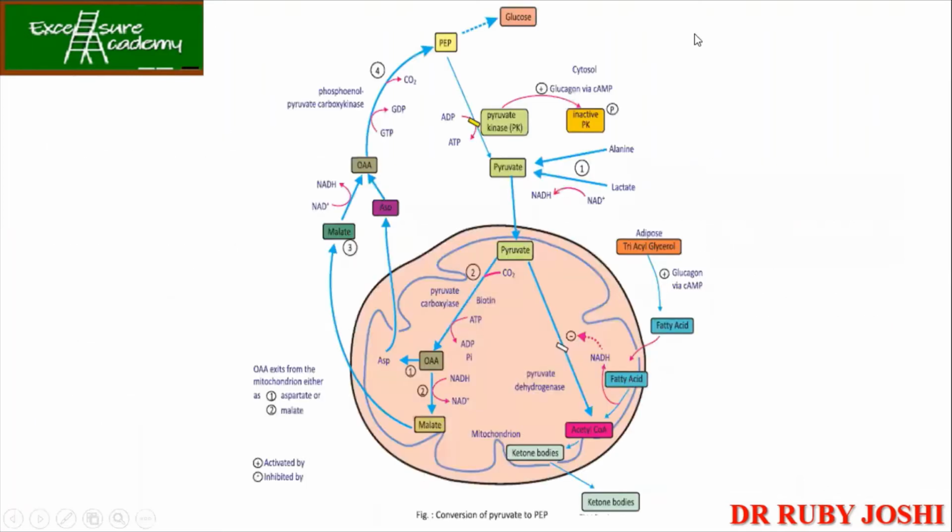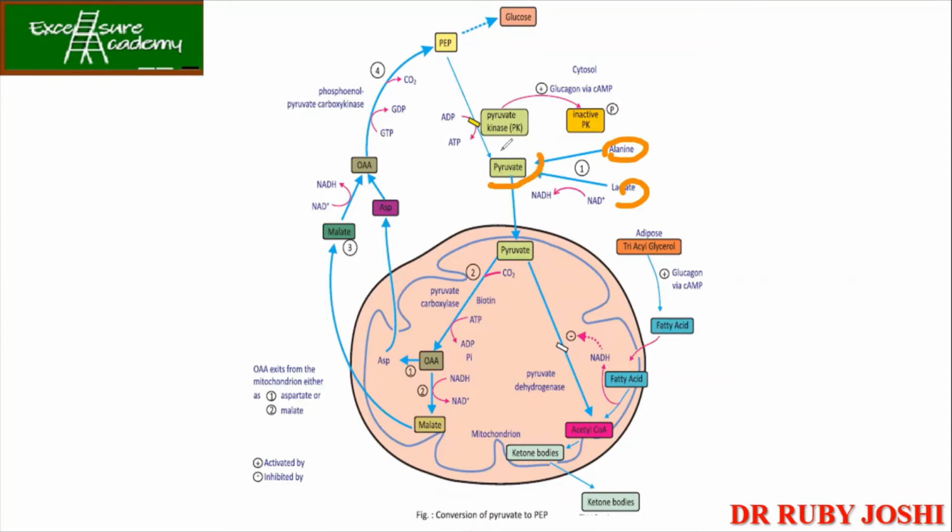Now, this is the entire pathway which we were discussing, the conversion of pyruvate to PEP. Let's start. Either it is alanine or lactate, later we'll discuss how alanine and lactate are getting converted to pyruvate. We'll discuss that later.